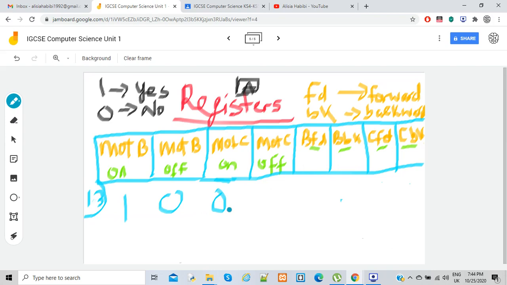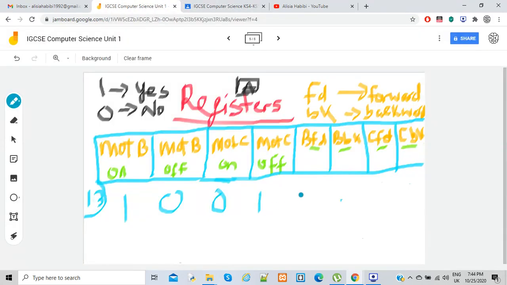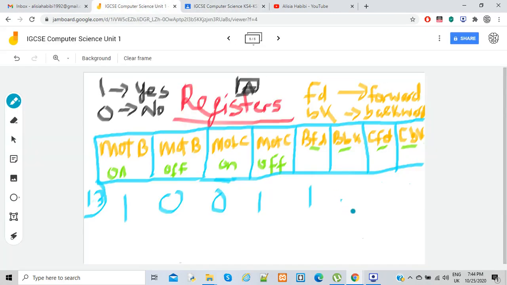If we had 1, 0, 0, and we had 1, 1, I think that's it, right? And then we have 3 zeros at the end. How do we interpret this instruction? So again, we know that 1 means yes and 0 means no according to the instruction we have here. Again, it can change to on and off. Again, the computer just understands ones and zeros.